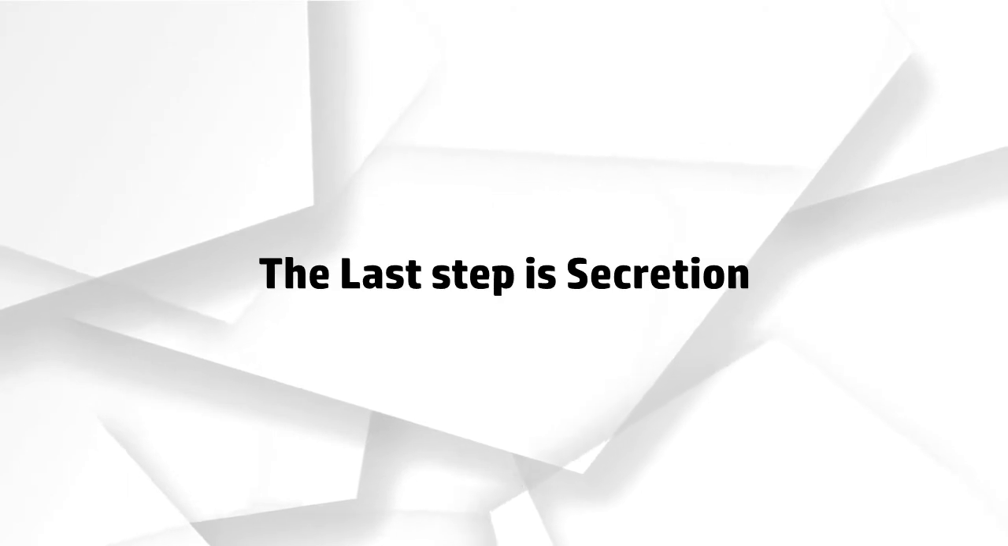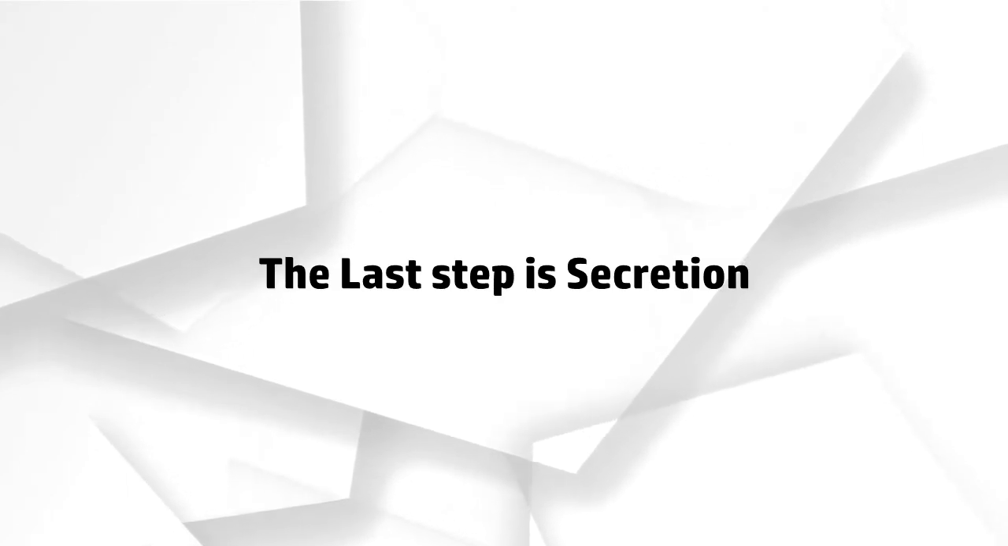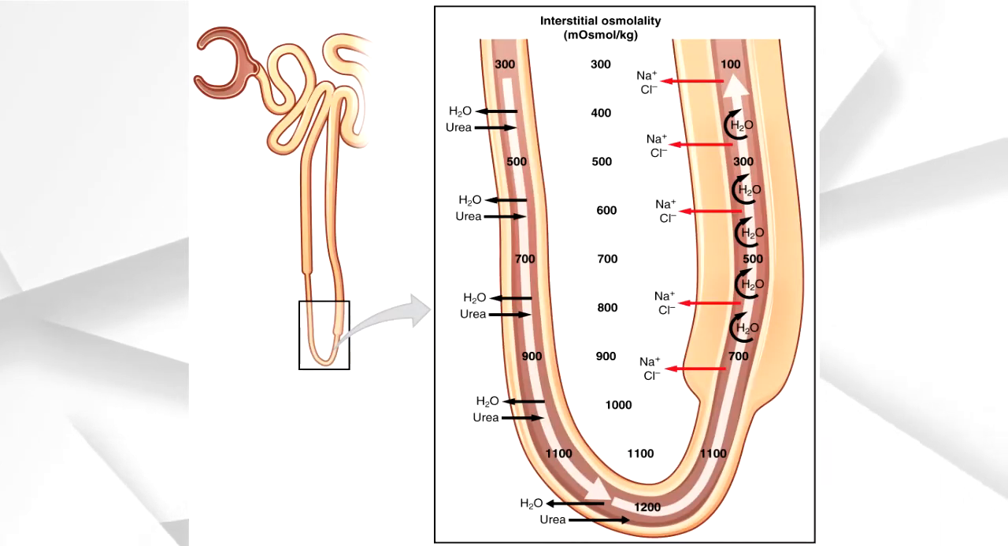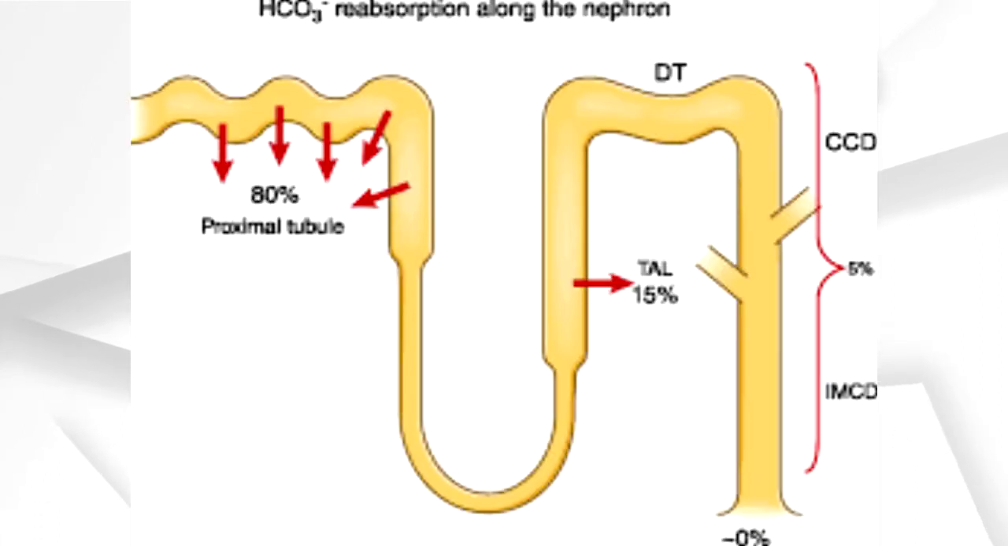The last step is secretion, so this is where it's actually urine. The filtrate then passes through a really neat structure called the loop of Henle, where it gains and loses water and salt. As it leaves the loop of Henle, it enters the distal tubule, where secretion occurs.